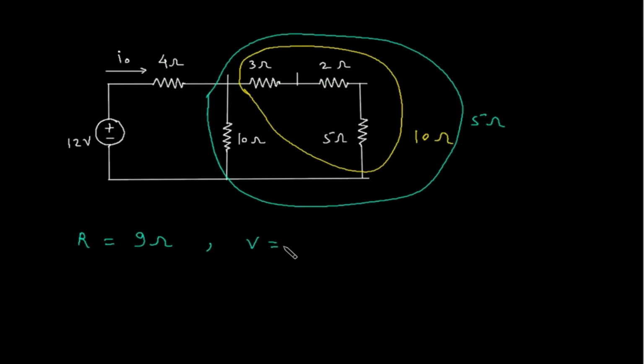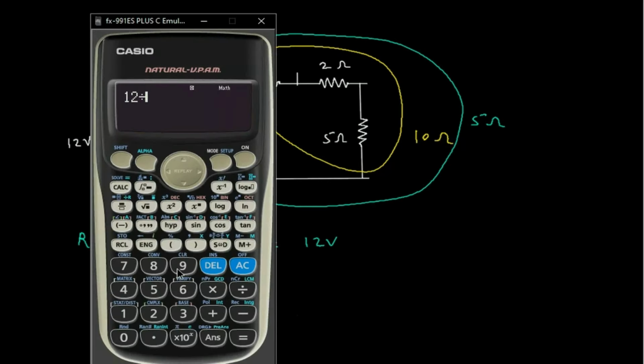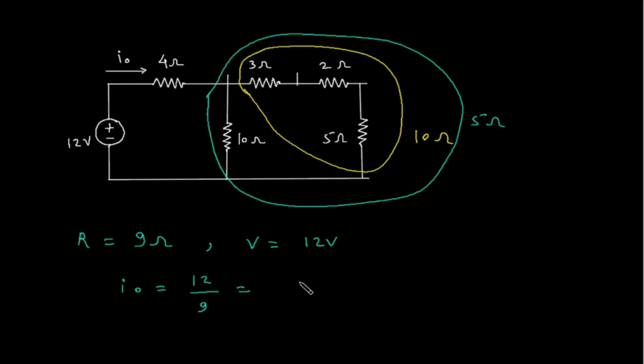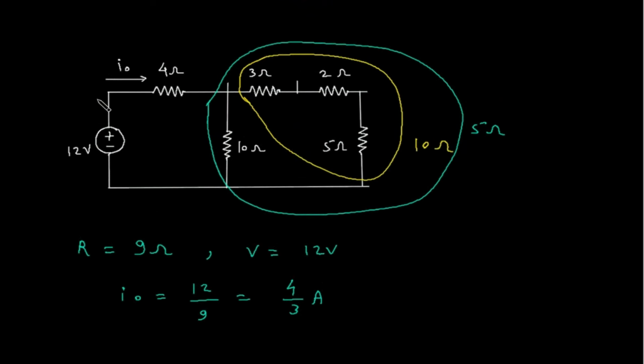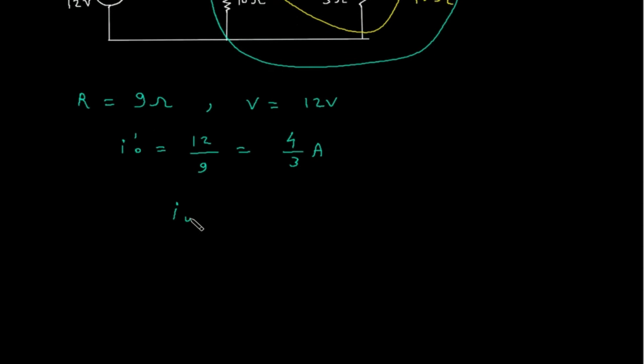Voltage is 12 volt and we have to find this current I/O. So I/O is equal to V by R. V is 12 and R is 9. So this will be 12 by 9, so it is 4 by 3 ampere. This is not I/O, this is I/O prime. I/O prime is the current due to this 12 volt voltage source. So I/O prime is equal to 4 by 3 ampere.